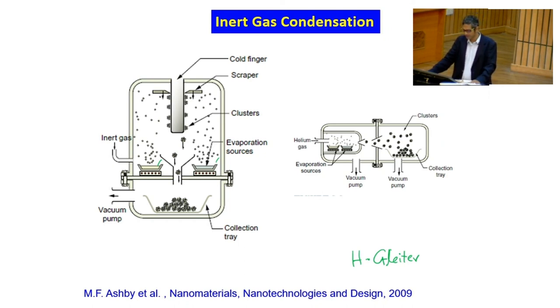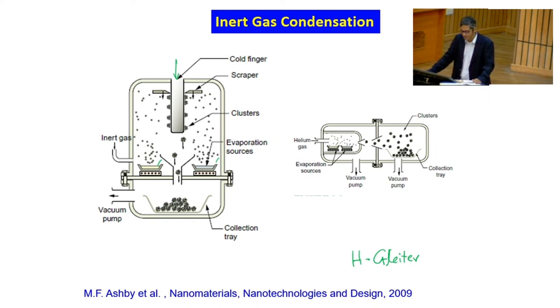What is a cold finger? Nothing but a rod which is cold because of the flow of liquid nitrogen. You can have liquid nitrogen flowing inside this rod, and liquid nitrogen has a very low temperature, like minus 196 degrees Celsius or 77 Kelvin, right? So if you flow that, the whole rod surface will be very cold. That's why it is called a cold finger, correct?